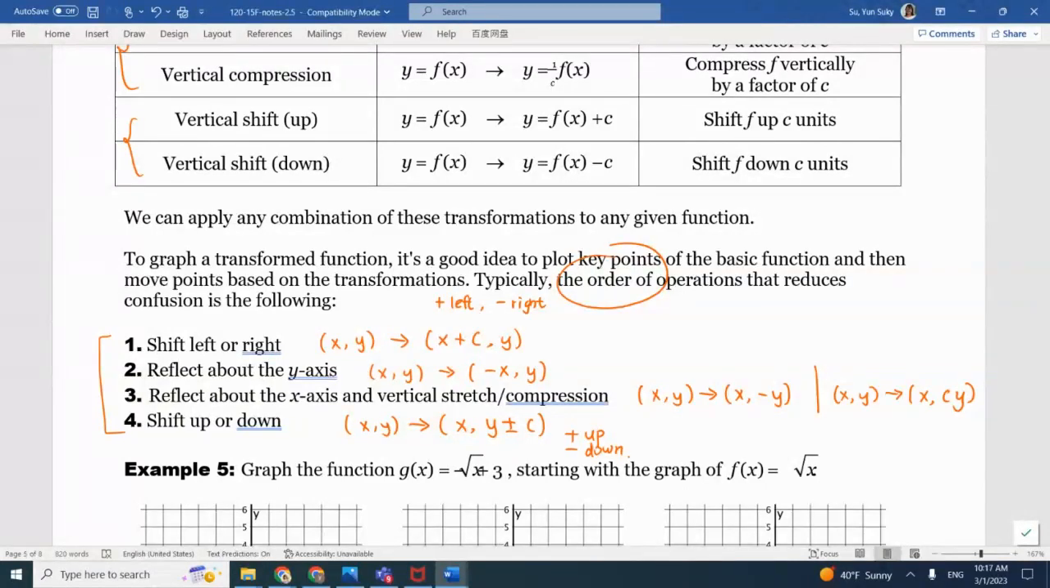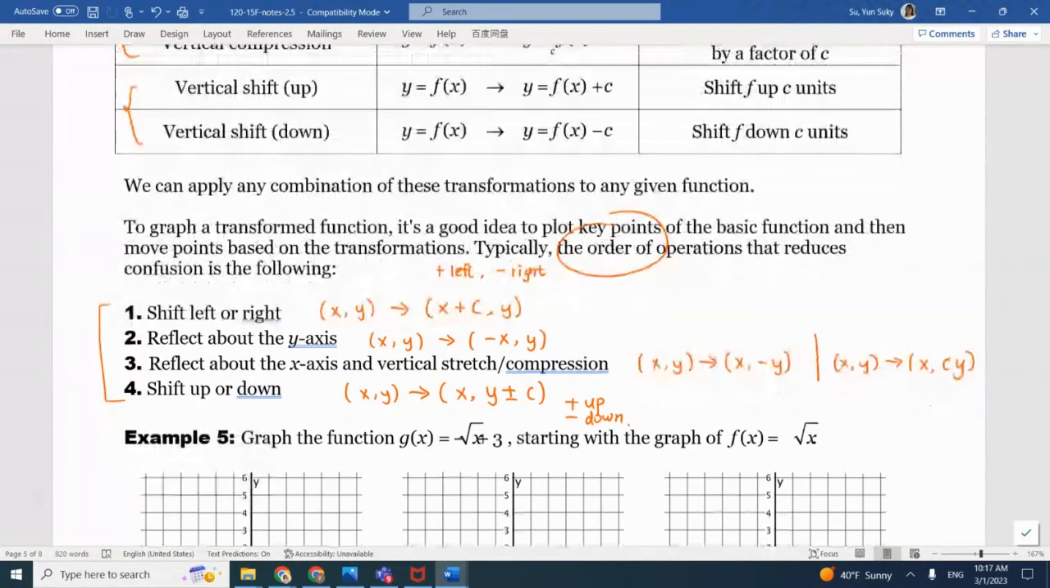Yes, those are the four transformations. We must follow this order, okay? If you don't follow this order, the transformation might change. For example, if you stick with this order, you get shift left in the first step. But if we change the order, instead of shifting to the left, you might get shift to the right. So it will change. Therefore, please follow this order.